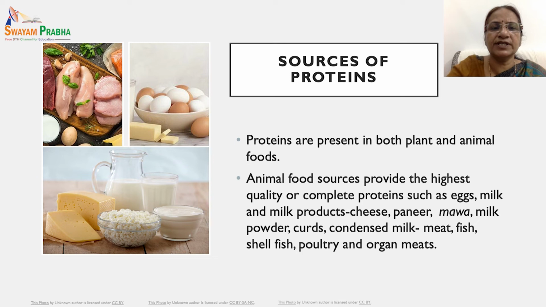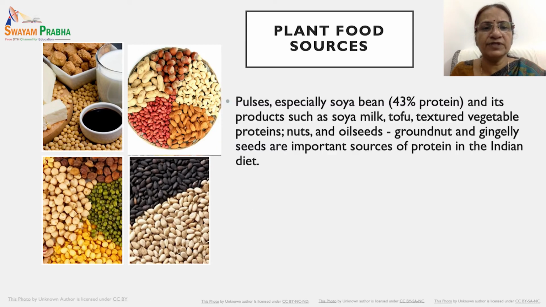Now dietary sources. Proteins are present in both plant and animal foods. Animal food sources provide the highest quality or complete proteins such as eggs, milk and milk products, cheese, paneer, mawa, milk powder, curds, condensed milk, meat, fish, shellfish, poultry and organ meats. Now plant food sources are pulses, especially soya bean.